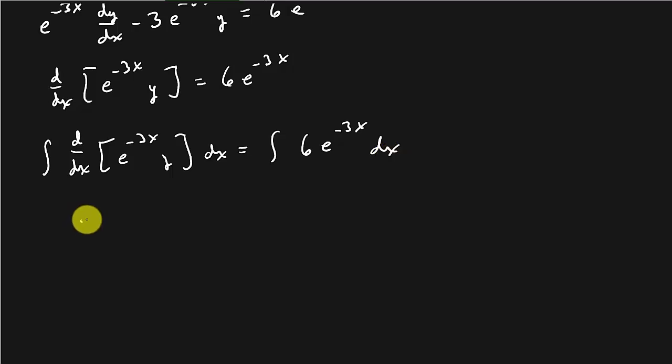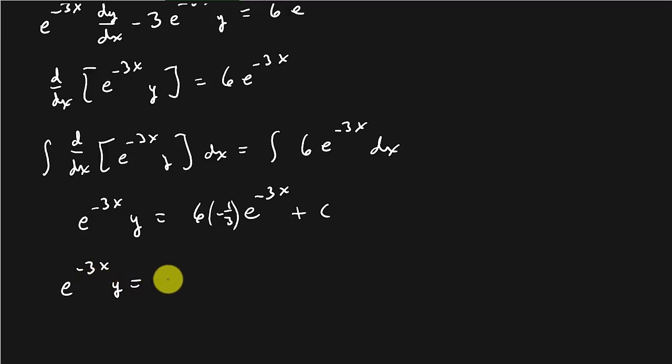And so here we get e to the negative 3x y is equal to, now when we integrate this, that's going to be 6, and then the integral of e to the negative 3x is e to the negative 3x, and then you're going to multiply by the reciprocal of the coefficient of x, times negative 1/3, plus c. So this is e to the negative 3x y is equal to negative 2 e to the negative 3x plus c.